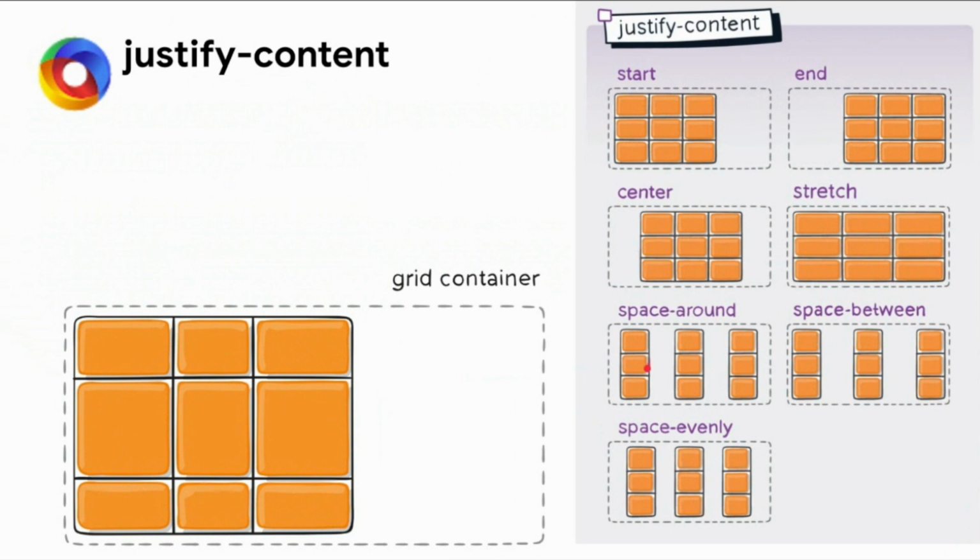If you see space around, space between, and space evenly, we have already seen these in the flex section, and I guess it's clear. Stretch will automatically stretch each of the items over the maximum possible area. Start is the default one, and end will place items at the end. So that's it. Any doubt in flex space around, space between, space evenly?